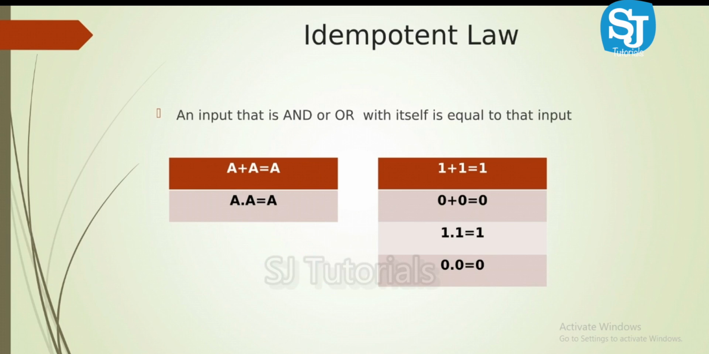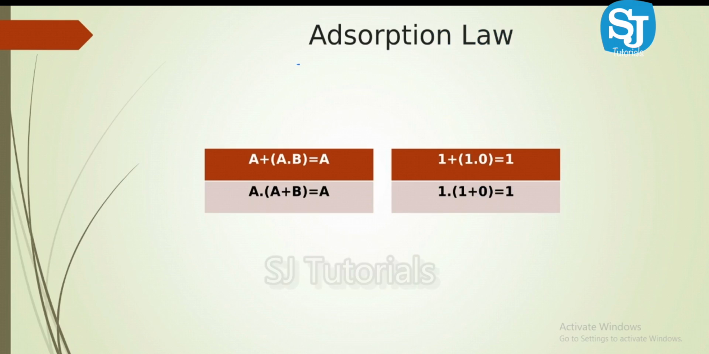That means A dot A dot A, however many dots of the same variable, we will get that variable. So here is the example. So the idempotent law says that an input that is AND or OR'd with itself equals that input variable. Okay, then the absorption law. Absorption law means A plus A into B equals A, and also A into (A plus B) equals again A.